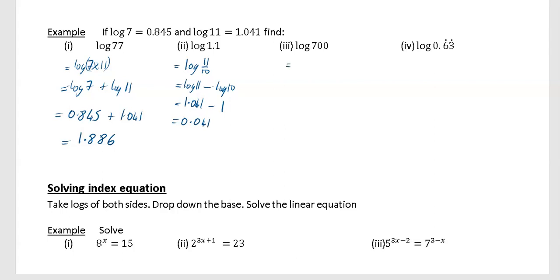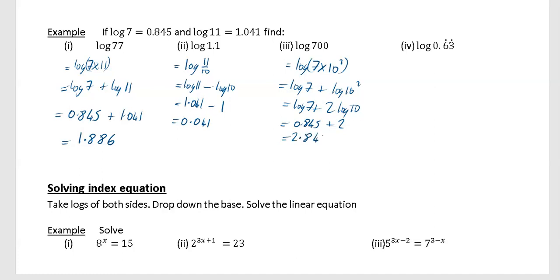Part 3, it's log of 700, so that's going to be log of 7 times 10 squared. So I'll put that in a bracket, which is the same as log of 7 plus log of 10 squared. I'm showing all my steps here. That's going to be log of 7 plus 2 times log of 10. Log of 7 is 0.845. Log of 10 is 1, so times 2 is just 2. So my answer is 2.845.